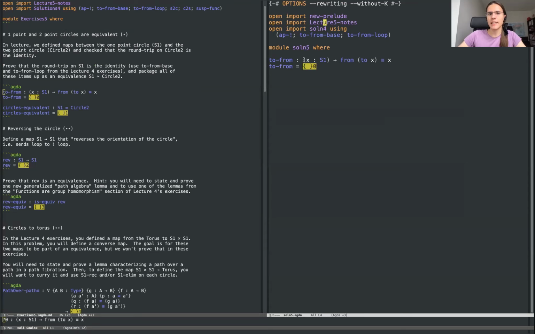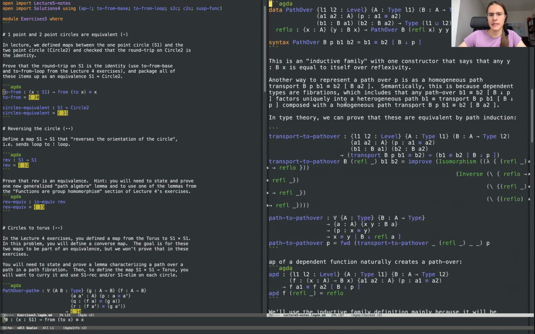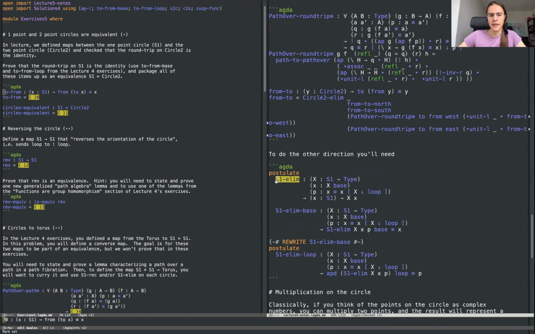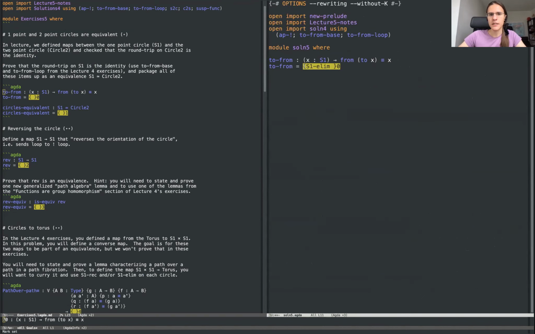So we're constructing a dependent function from the circle to this equality type that's parameterized by points in the circle. So if we look at lecture 5 notes, then what we have is this dependent eliminator for the circle, S1 elim. And the first thing that it takes is a type family given as a map from S1 to type. So because we want to construct a function from S1, and it's a dependent function, we're going to use the S1 eliminator. Then I should say what the motive is. And the motive is this.